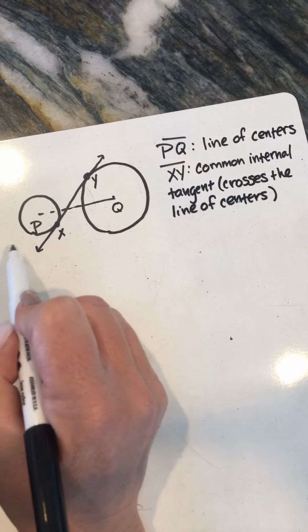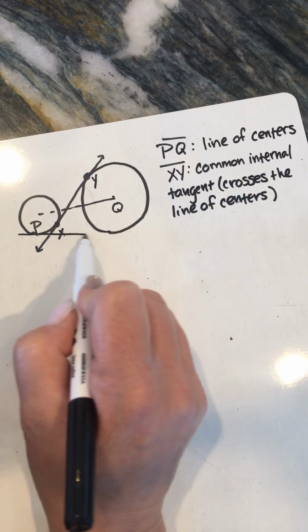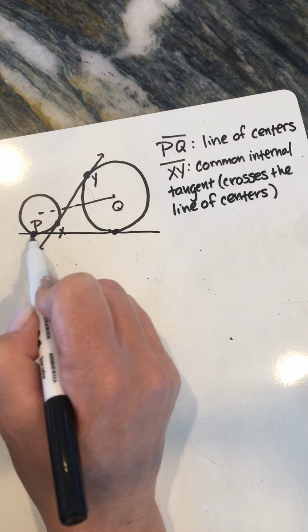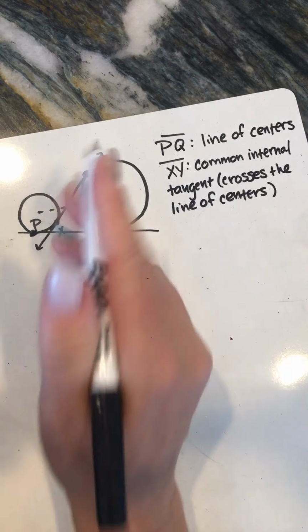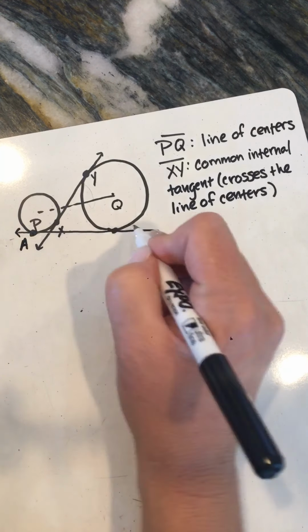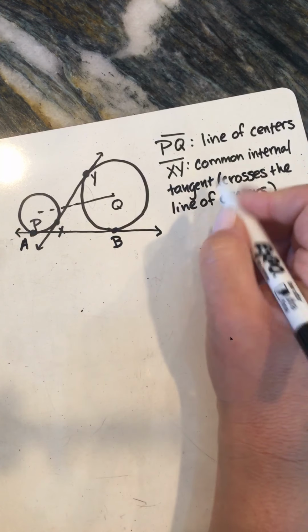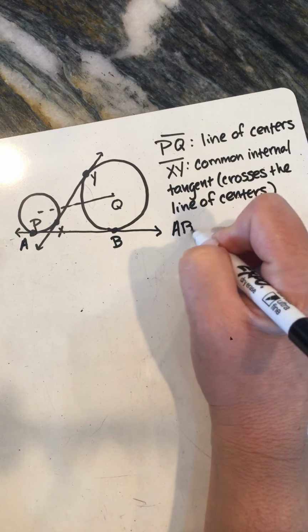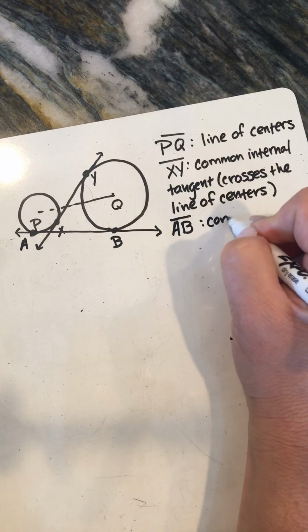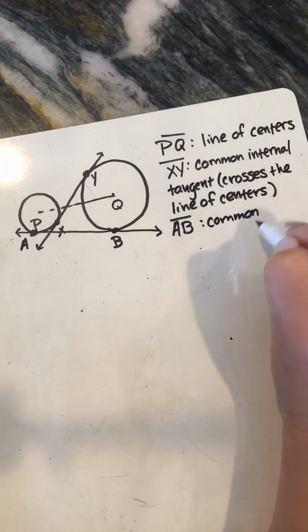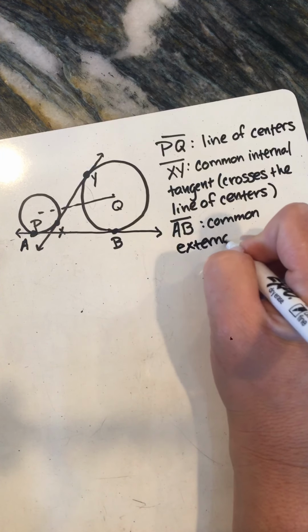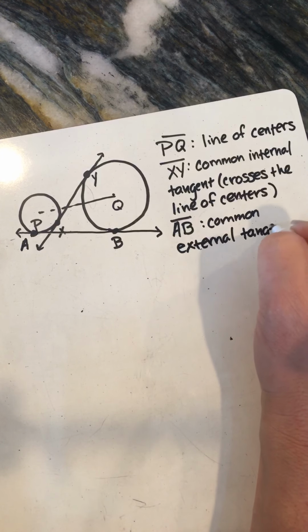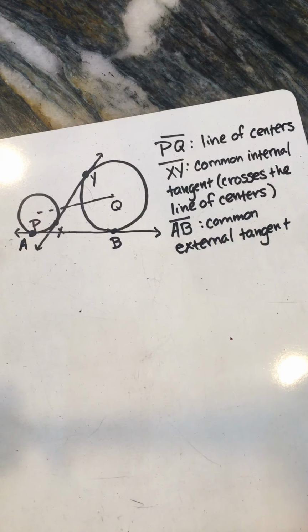All right, and then one more tangent line. Let's go from here to here. And we'll call this point A, because I like to read from left to right, and this B. So the line AB is called the common, I'm sure you could probably guess it at this point, external tangent. It doesn't cross the line of centers. The only one that does is the common internal tangent.